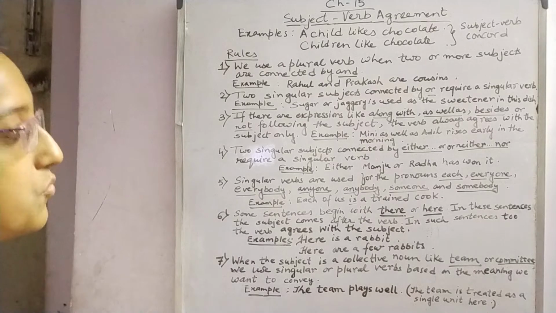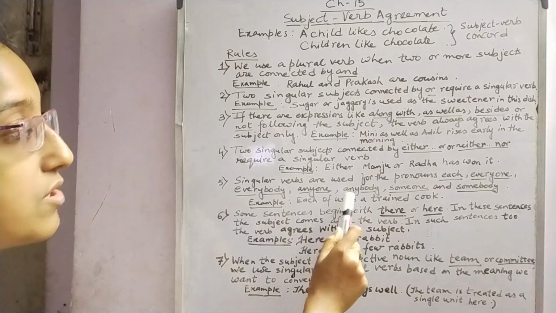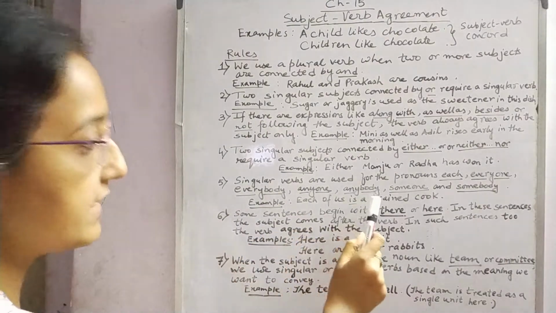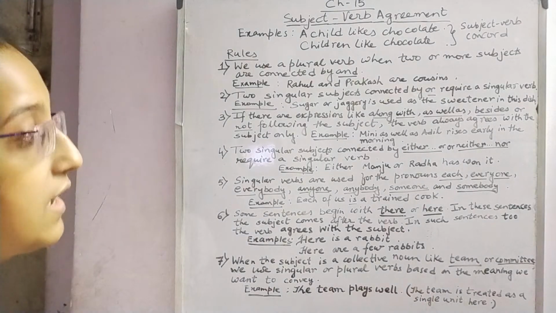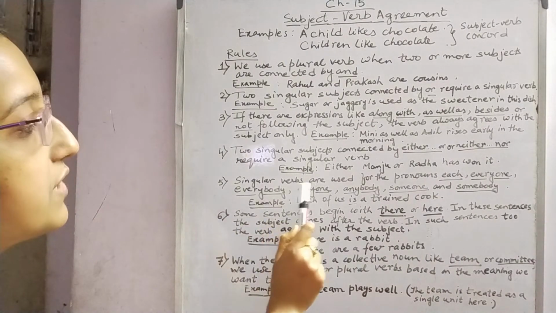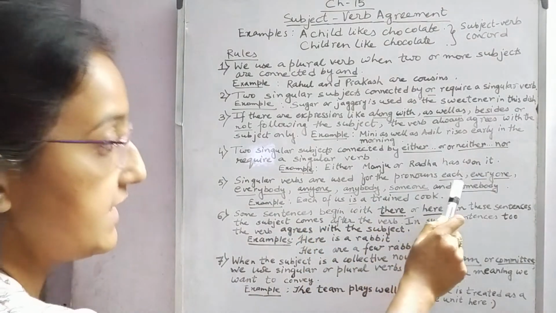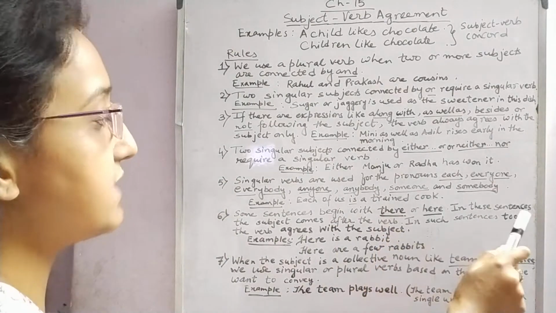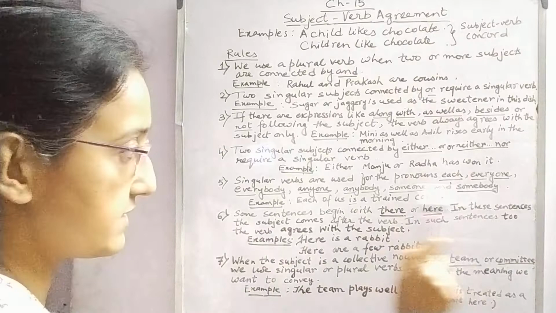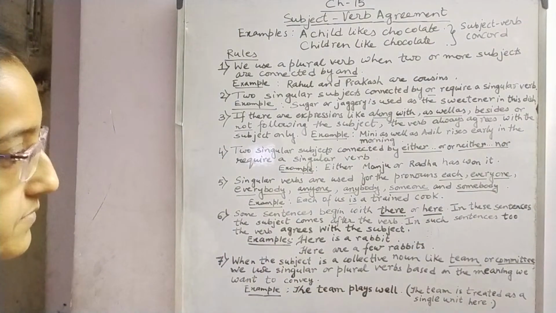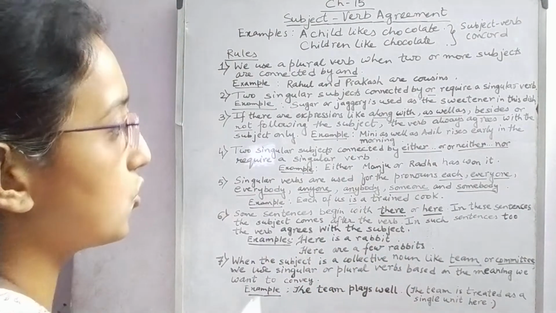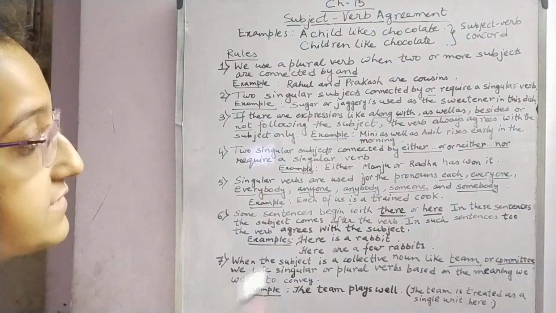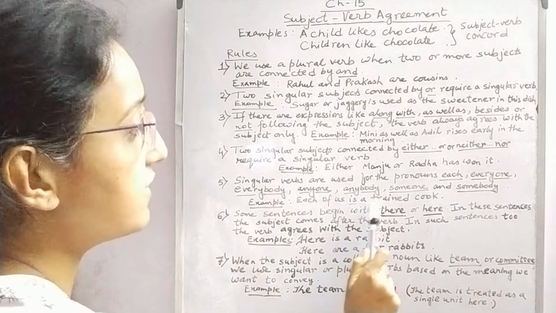Now, we will discuss the fifth rule. Singular verbs are used for the pronouns each, everyone, everybody, anyone, anybody, someone and somebody. Let's look at the example. Each of us is a trained cook. Here the pronoun each is there, so the verb is also singular. Each of us is a trained cook.